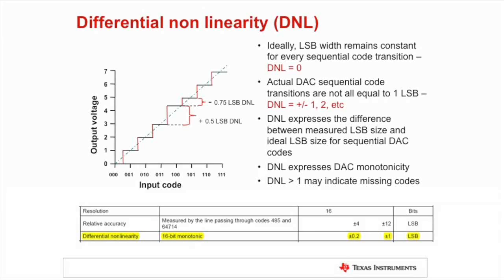If DNL at any given transition is less than -1, the DAC is referred to as non-monotonic, meaning there is a chance that increasing the DAC code will actually decrease the DAC output. If DNL at any transition were greater than 1, it may mean that the DAC has missing codes. Most modern DACs are monotonic and have no missing codes, but you should always double-check in the datasheet.